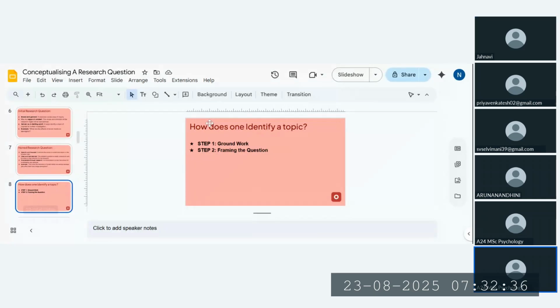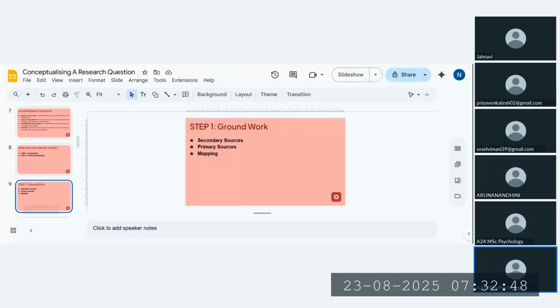Yes, ma'am. So how does one identify a topic? First step is to do groundwork. Then the next step is to frame the question. So what does this groundwork involve? The groundwork involves reading up on secondary sources and gathering primary sources and doing something called mapping.